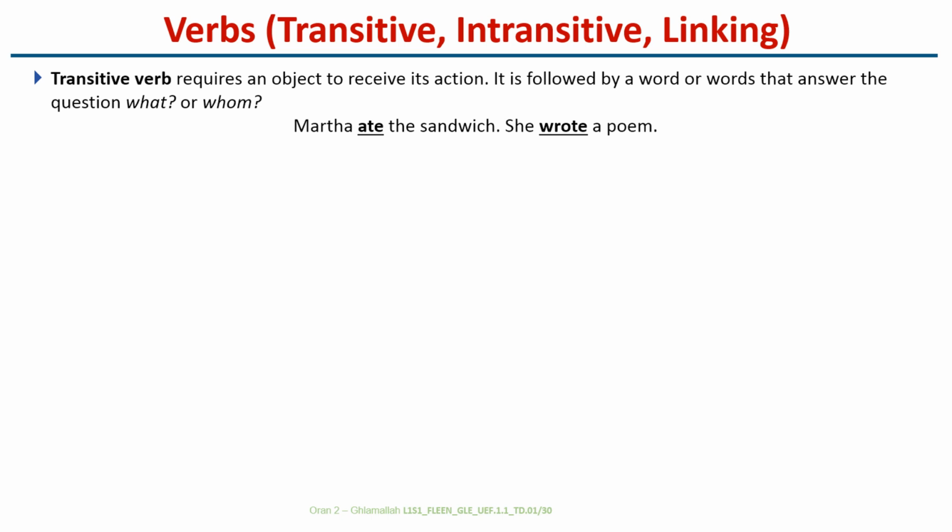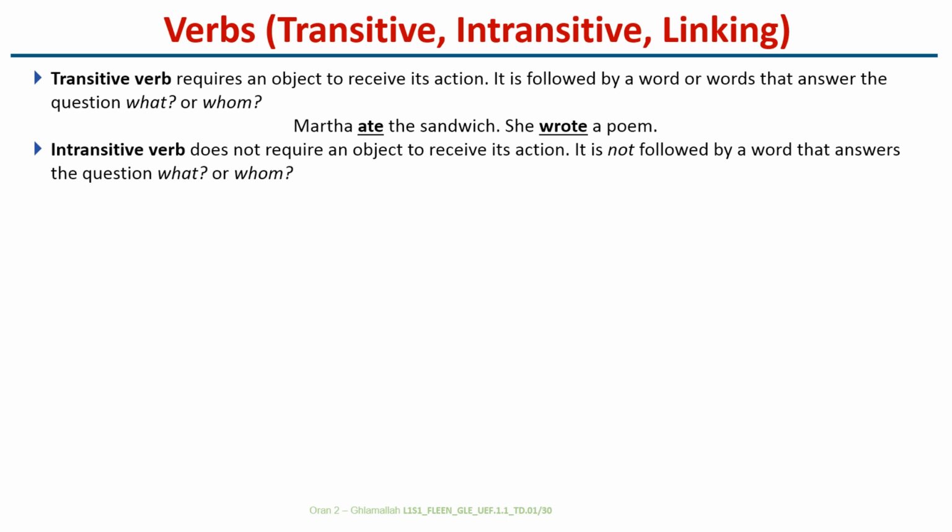Here, we cannot just say Martha ate, then stop. We need to complete the sentence with an object. Why? Simply because the verb is transitive. It obliges us to add an object, otherwise the sentence will be incomplete. She wrote a poem. What did she write? A poem. Not a letter, not a book. A poem. She wrote a poem.